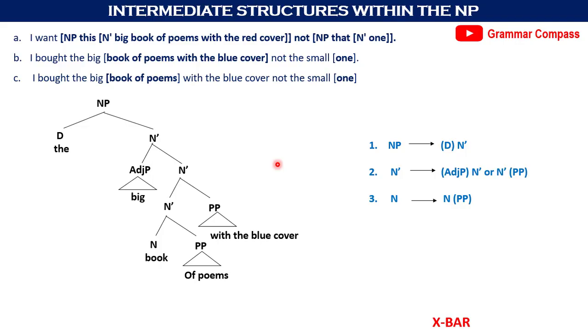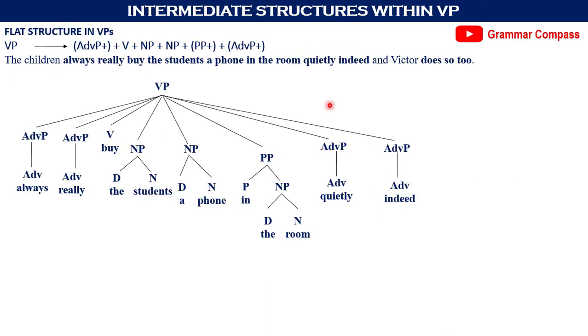Now that we have been able to identify the intermediate structures within the noun phrase, let us talk about the VP. So here we have this sentence. The children always really buy the students a phone in the room quietly indeed. And Victor does so too. Now, we have this verb phrase: always really buy the students a phone in the room quietly indeed. The entire structure is a verb phrase.